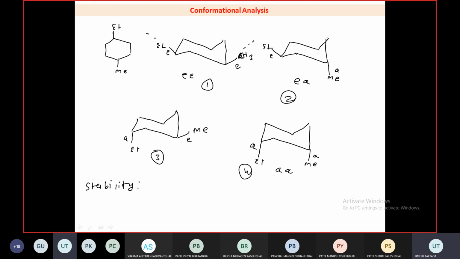Second is next. Why second? Why is second more stable? You look here and see what happens. In the first case, both groups are at equatorial. In second and third, one is axial, one is equatorial. And in the fourth case, both are at axial. What about stability? Highest stability is always in which case? Where there is less steric interaction. It is a very simple question.